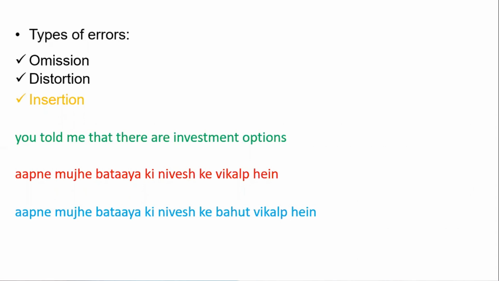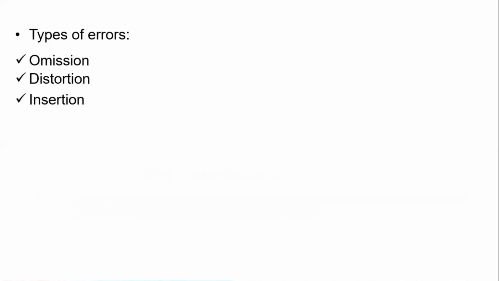Many investment options were not even given, but you spoke, and these are all the set of things. Omission, distortion and insertion are the ones that basically get you less scores. So make sure you're more accurate. So far we finished omission, distortion, insertions. Let's take other ones, for example grammatical errors and wrong sentence formation.